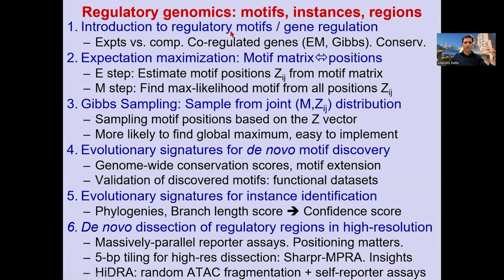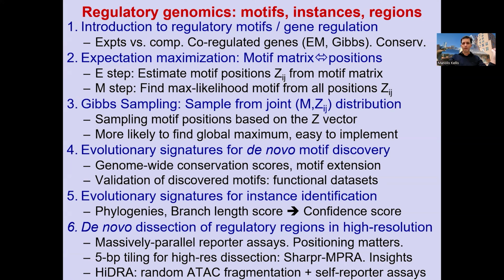So what have we learned about? We basically learned about regulatory motifs. We learned about this iterative refinement to discover motifs. We learned about Gibbs sampling as a way to follow one of these paths in the distribution by putting all of my weight in a randomly chosen location. We learned about evolutionary signatures for de novo discovery of motifs by taking effectively these islands and clustering them, or conversely, by finding evolutionary signatures of motifs like intergenic versus coding conservation, etc., and then clustering those motifs. We looked at how we can use these evolutionary signatures to discover individual instances of those motifs.